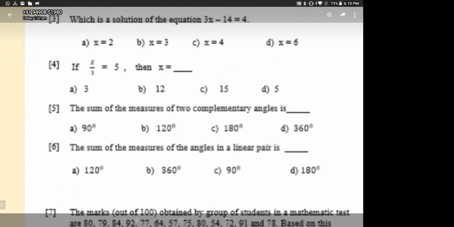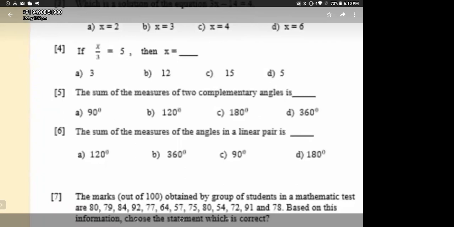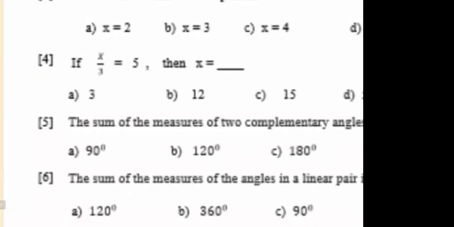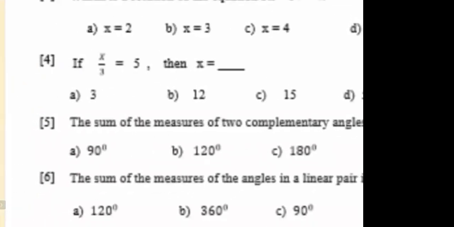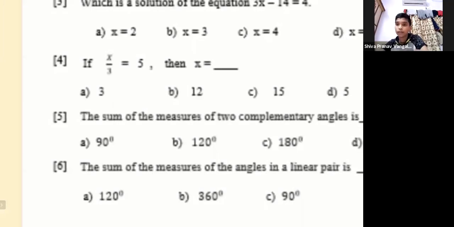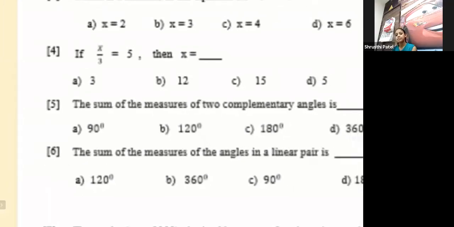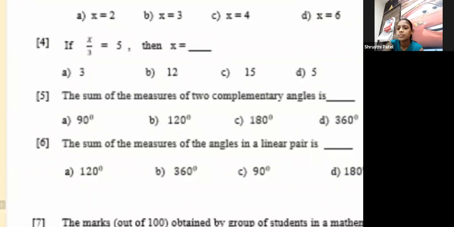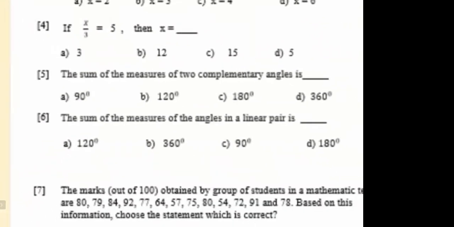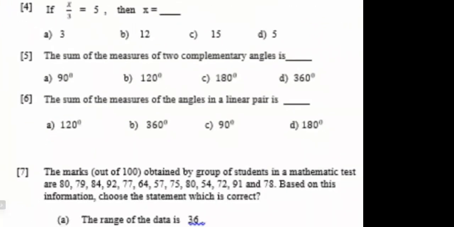X equal to 6. Coming to x by 3, you just see, children. 15, option C. Transpose means 3 fives are 15. Very simple. Weights are given, but you have.